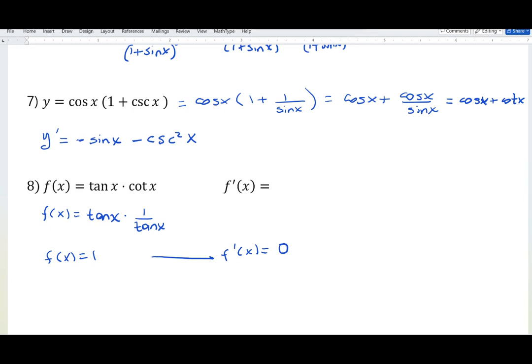And if you think that was a lot of work, I would say go and try the other approach. You would see it's a lot more work. That's when you use the product rule from the beginning, because then you have to know the derivative of cosecant function, and then it gets messy. So this is going to be an easier way to do that question.